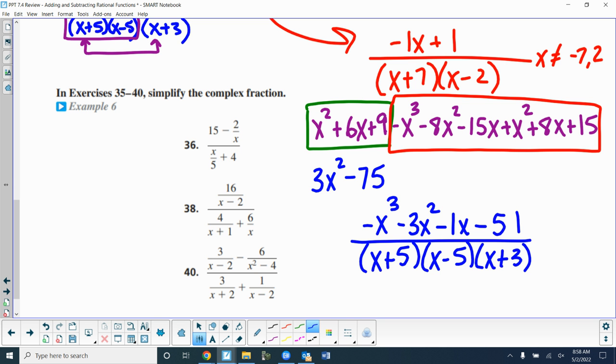All right, so that just had a lot of foiling and combining like terms. It wasn't hard, it just took some time. You guys should be able to handle that. We're going over the homework.